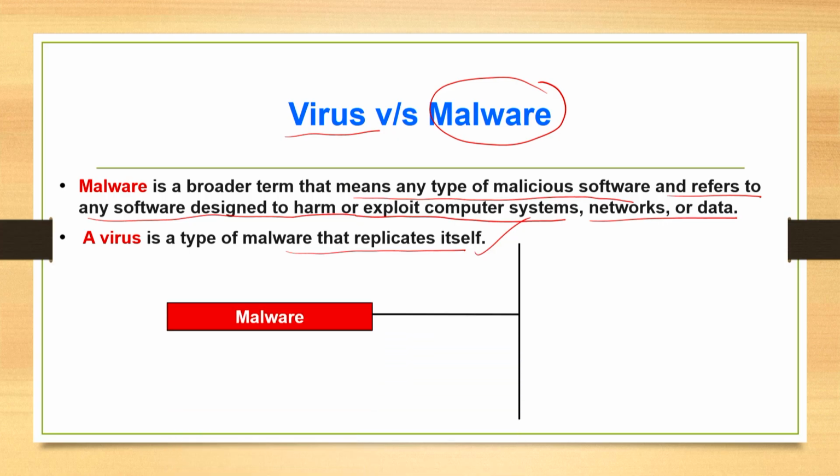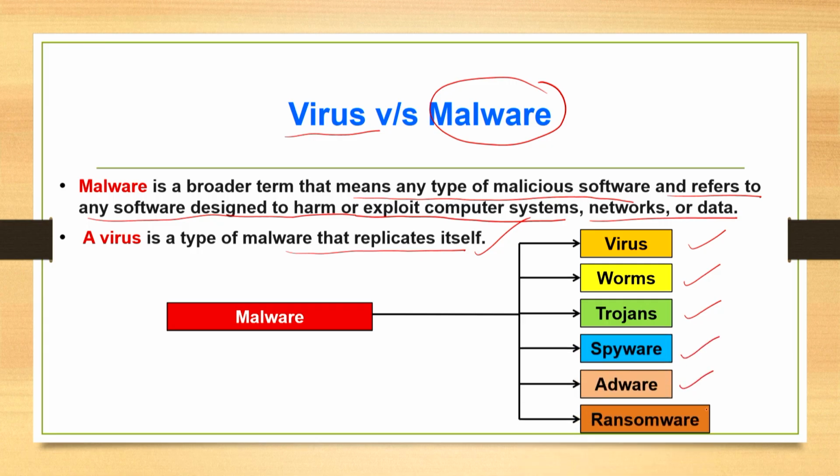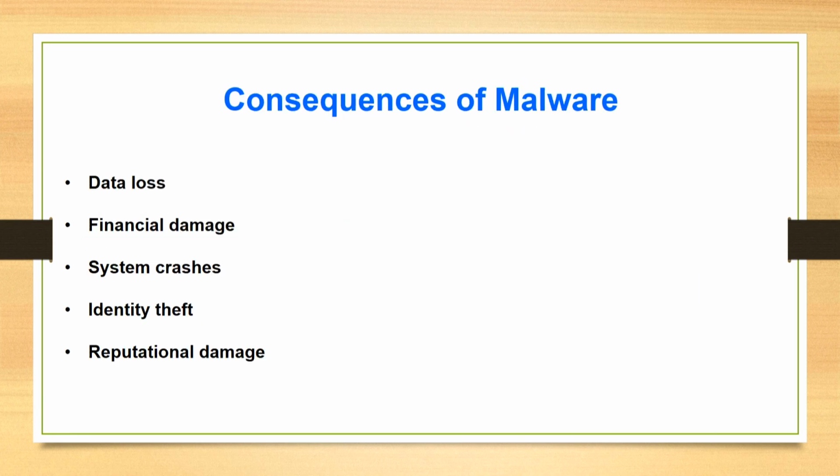So, there are various categories of malware. These are virus, worms, trojan, spyware, adware and ransomware. So, let us discuss all these different types of malware one by one. Before going into that, I would like to tell you why these malware are harmful. It is because of the consequences that occur because of the malware.